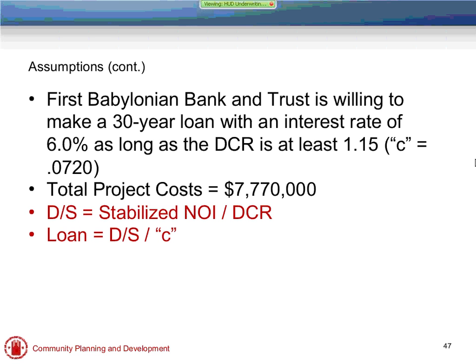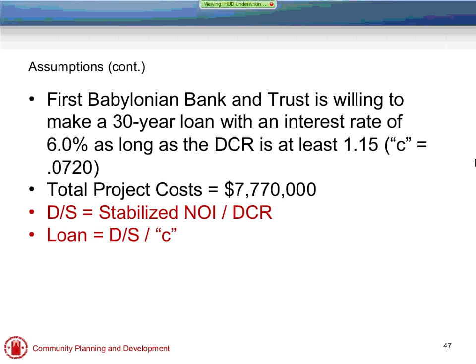We can convert that into what the actual loan amount will be. So the loan is our debt service divided by our constant, and when we take the debt service divided by 0.0720, we get a loan amount of $2,332,972.